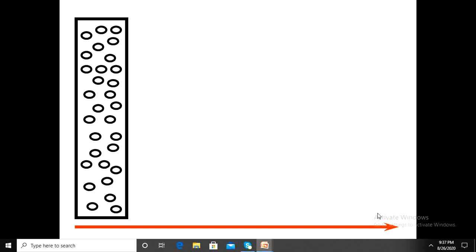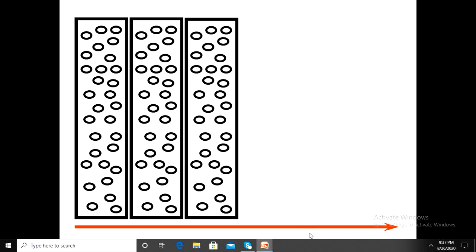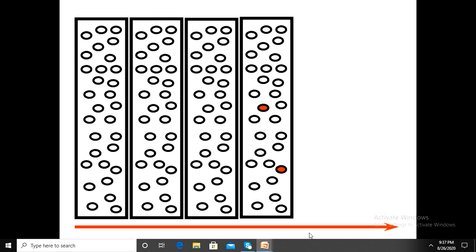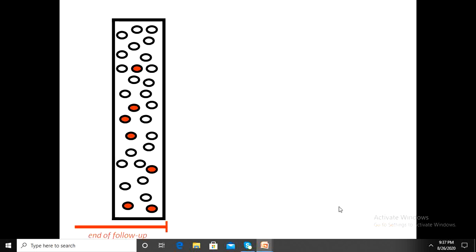Imagine this is a population, and we are following it over a period of time. After a certain period of time, we want to see what the outcome of interest is. Look at this. Now the disease has started developing in this group. Again, with advancement of time, the disease pattern is increasing. And with further follow-up, the number of cases has increased with the passage of time.